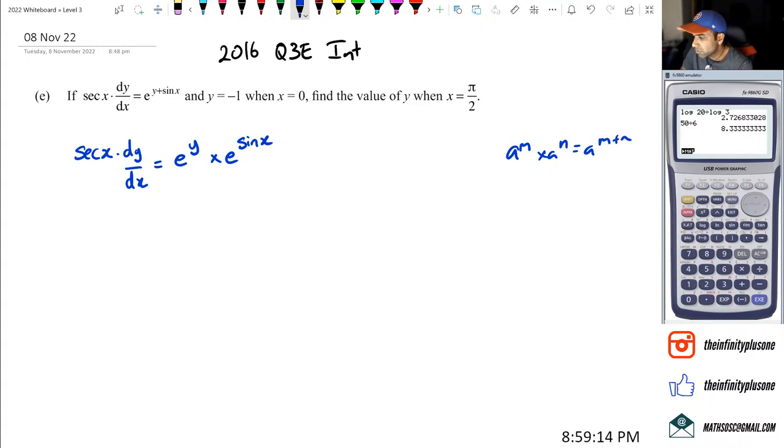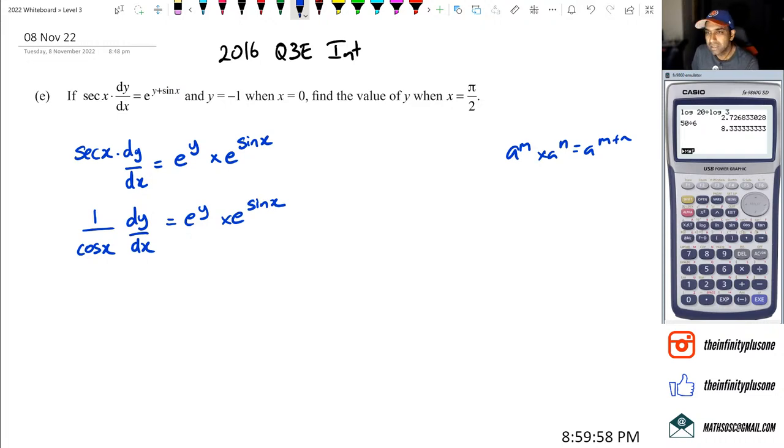That's what's actually happening here. So we've got e to the power of y and e to the power of sine x. Then we've got this sec x on the left-hand side. Now we know that when we differentiate sine x, we end up with cos x. The problem with sec x is that we don't really have anything that differentiates to sec x. I think we have sec x tan x and so on. But what we're going to do is get rid of the sec x and replace it with 1 over cos x. So we've got 1 over cos x dy dx equals e to the power of y times e to the power of sine x.